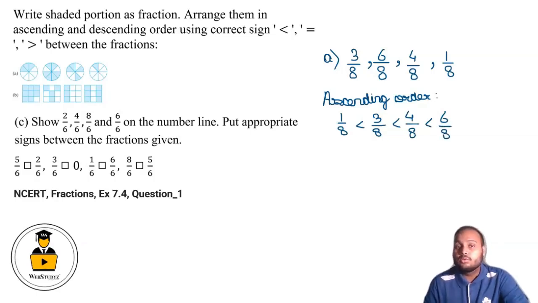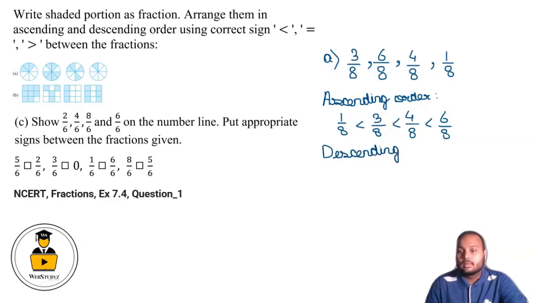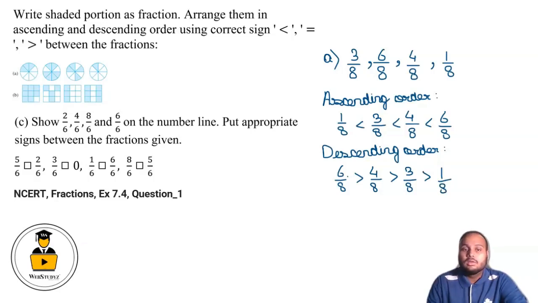We have also been asked to arrange them in descending order. So for the descending order, firstly we would have 6 by 8, then 4 by 8, 3 by 8 and 1 by 8.